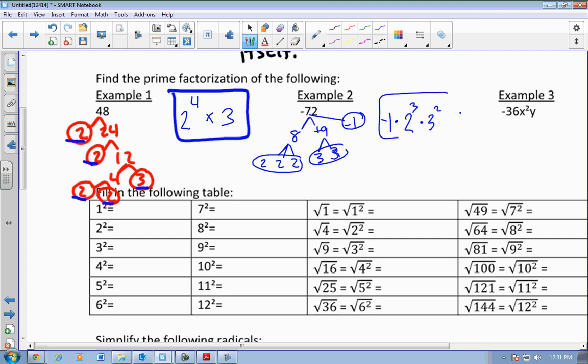Okay? So example 3 also has a negative. With your partner, try to factor out example 3, knowing now that we pull out a negative 1 at the beginning. Feel free to talk to your neighbor about the math, not other stuff, please, but about the math. Factor it together. You two should be talking about the math together.